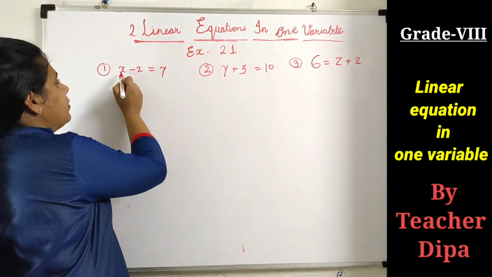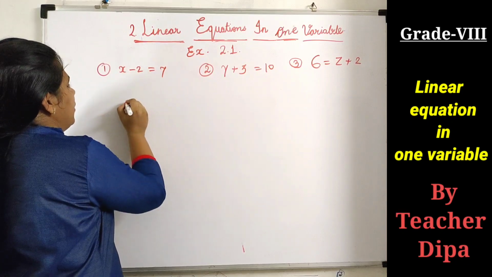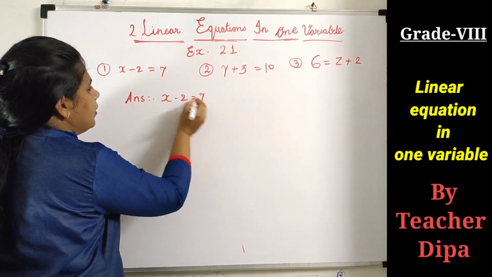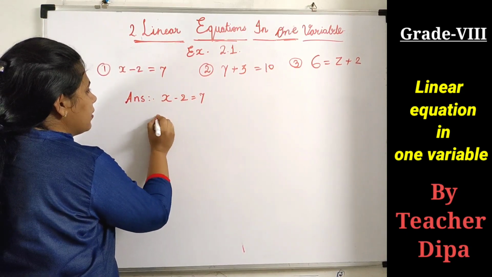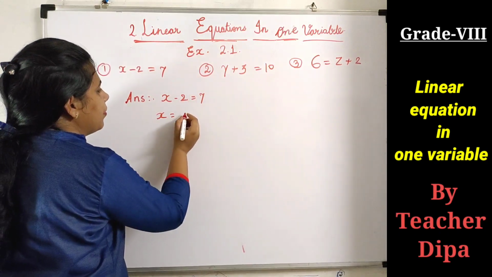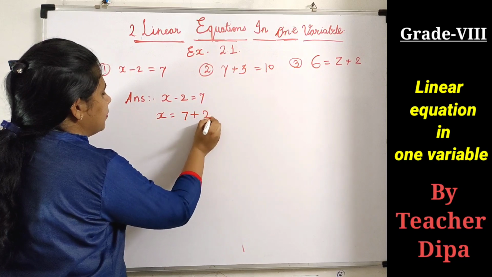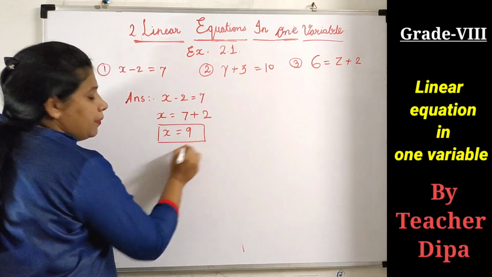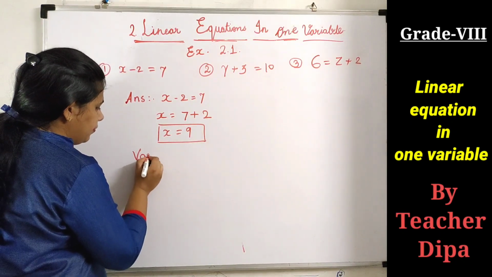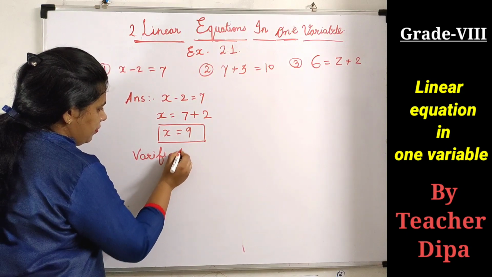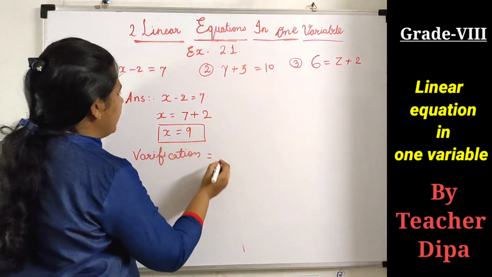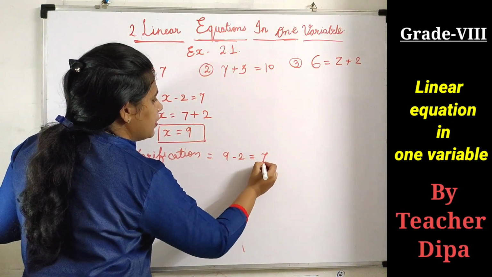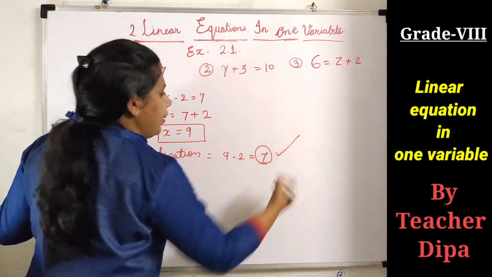The first sum of that is x minus 2 is equal to 7. The first step while solving is x is equal to, you can shift your number 2 there, so it will become plus 2. And we get x is equal to 9. Again for the verification, you can take x is equal to 9 and minus 2, we got 7. So it is verified.